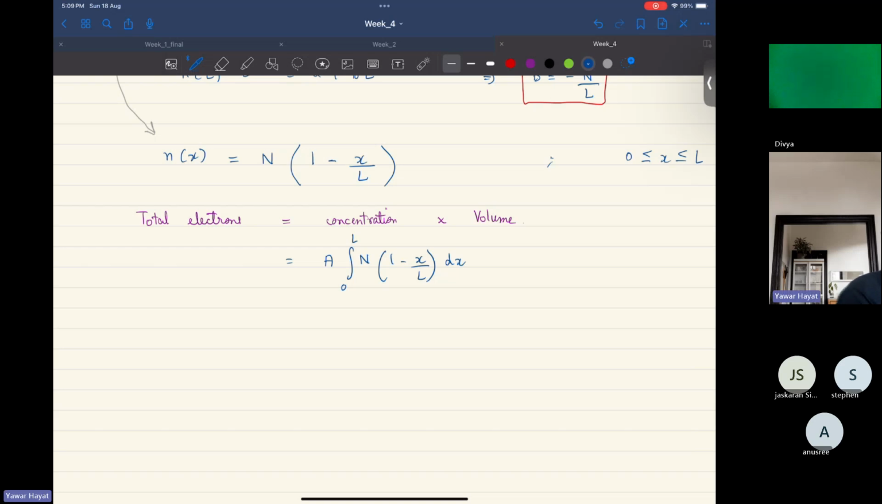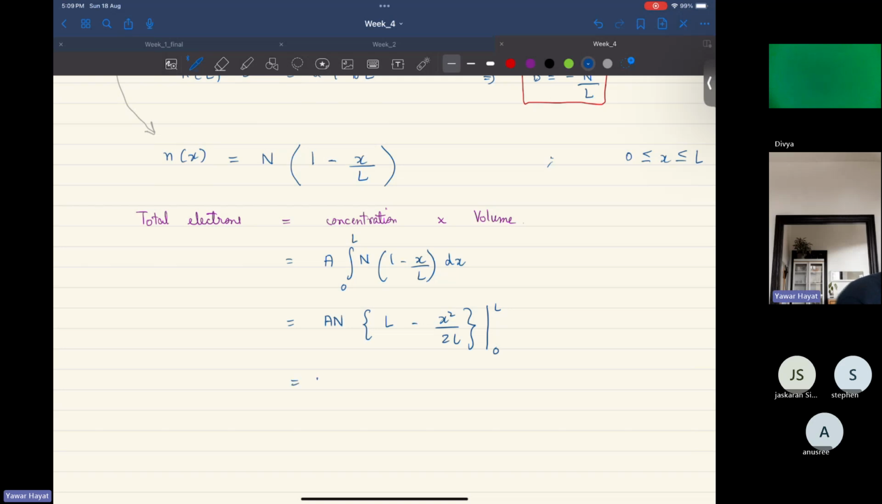What I did was I integrated this n over x from 0 to L and then multiplied that by the cross-section area, because that is effectively what would give me the total number of electrons. This would be A n times L minus x squared by 2L. You can double check this.